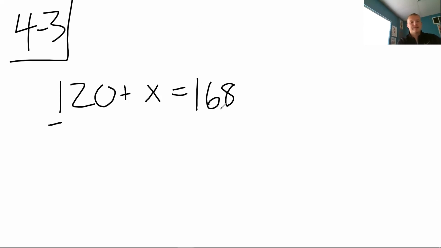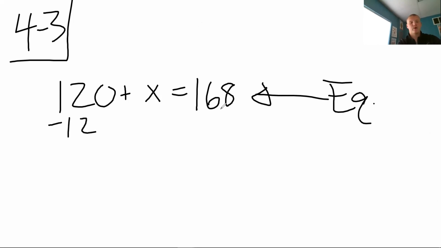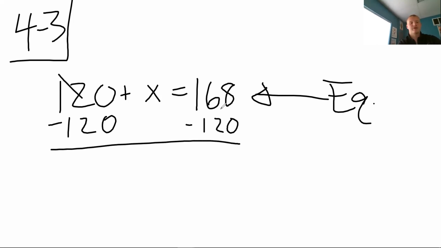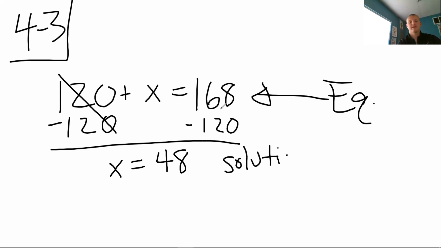So right here, this is my equation, EQ. So now I need to solve for my x. So I'm going to subtract 120 from both sides to solve for that x. My 120 is gone. I am left with x on the left side of my equation, which equals 168 minus 120. That's going to be 48. So x equals 48 is going to be my solution. That's my solution. Okay, so there's the solution.